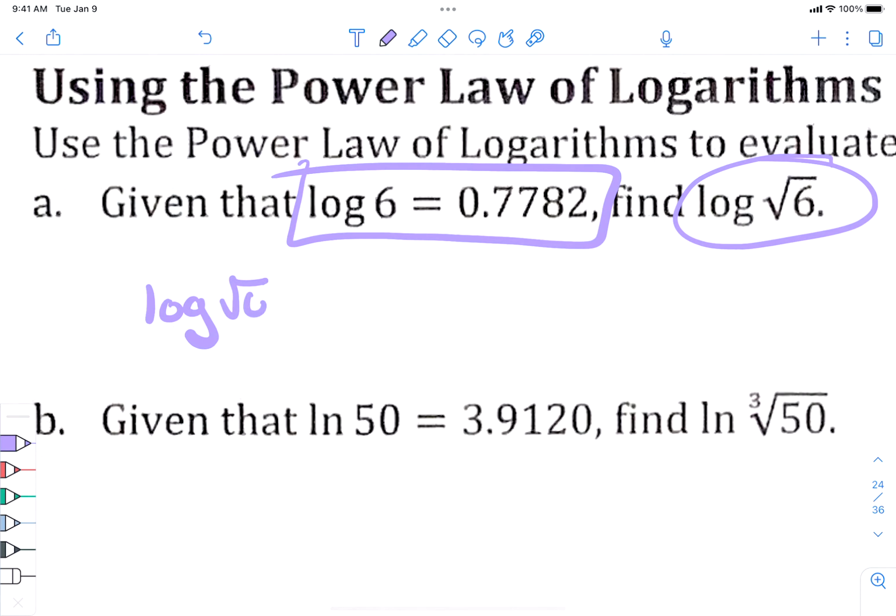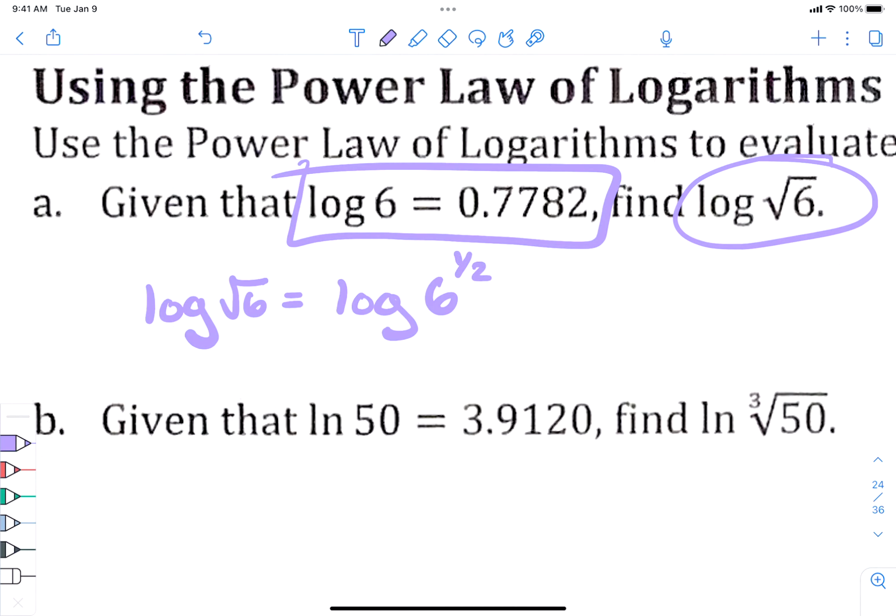The square root of 6. Okay? Now, we just dealt with powers, right? What is the square root of 6 as a power? What's a square root as a power? A half. This is like 6 to the 1/2 power.